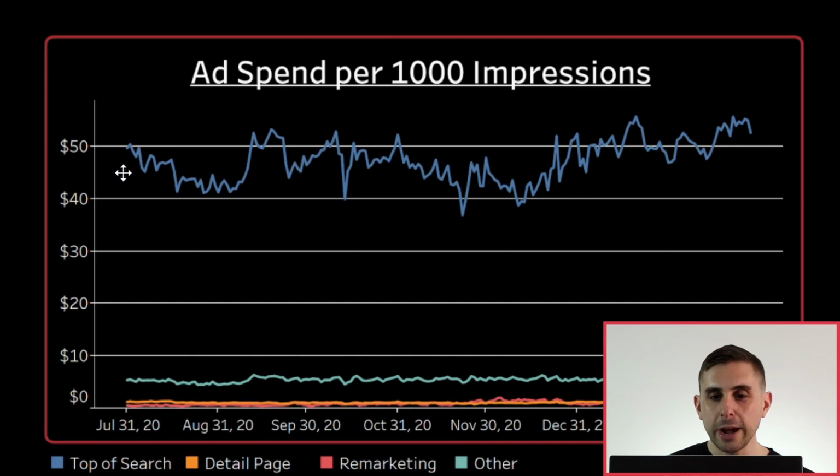Next, we have ad spend per 1,000 impressions. Check this out. Top of search is much more expensive to get those 1,000 impressions, nearly $45 to get that many impressions. But when you do get those impressions, they produce, and then it's followed by rest of search and product detail page. And then we also have remarketing.